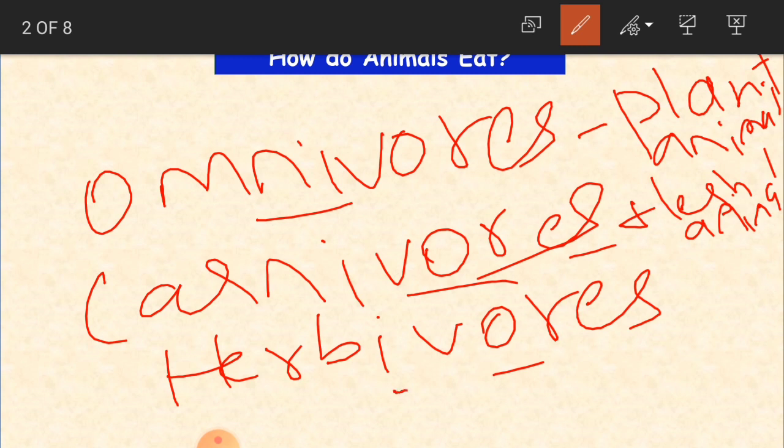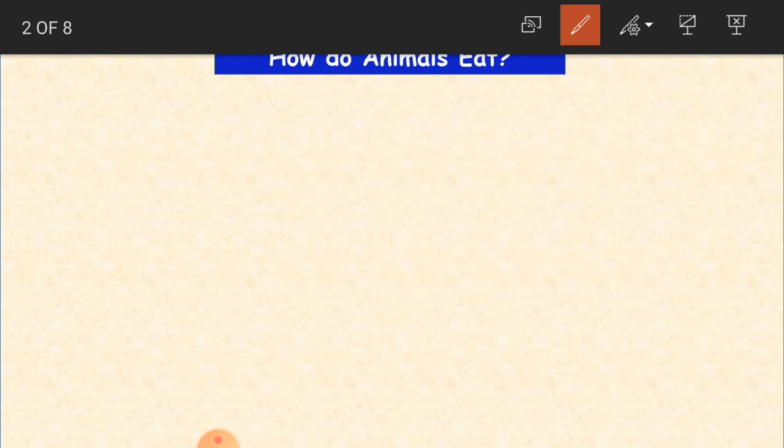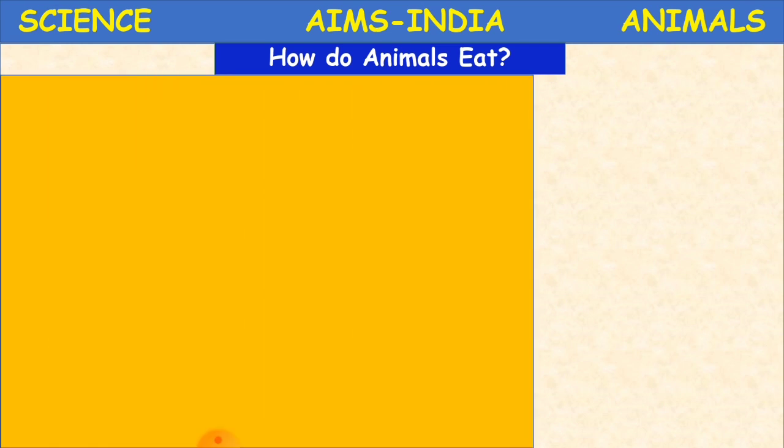And what are herbivores, children? They eat only plants as food. So these are 3 different types of animals, which eat different types of food. Clear, children? Now we'll go to the session on how animals eat.